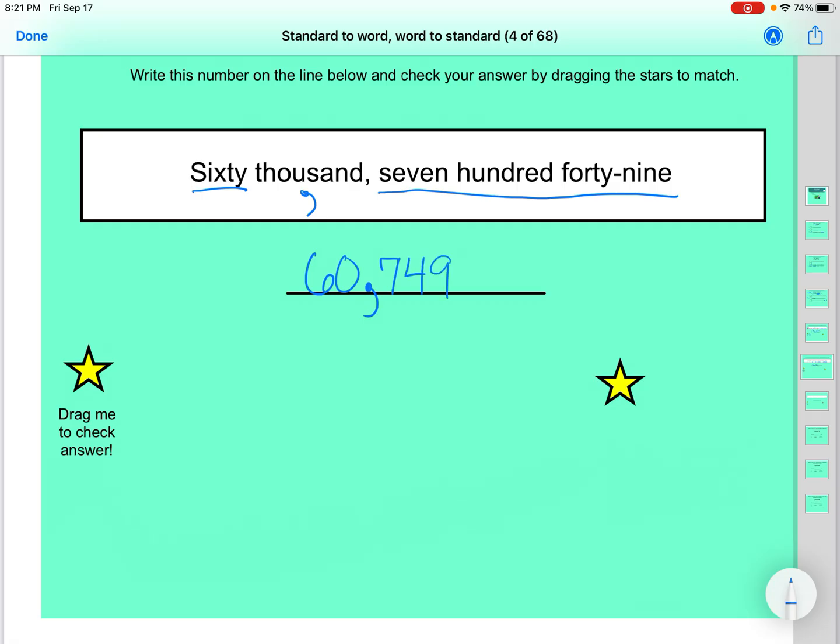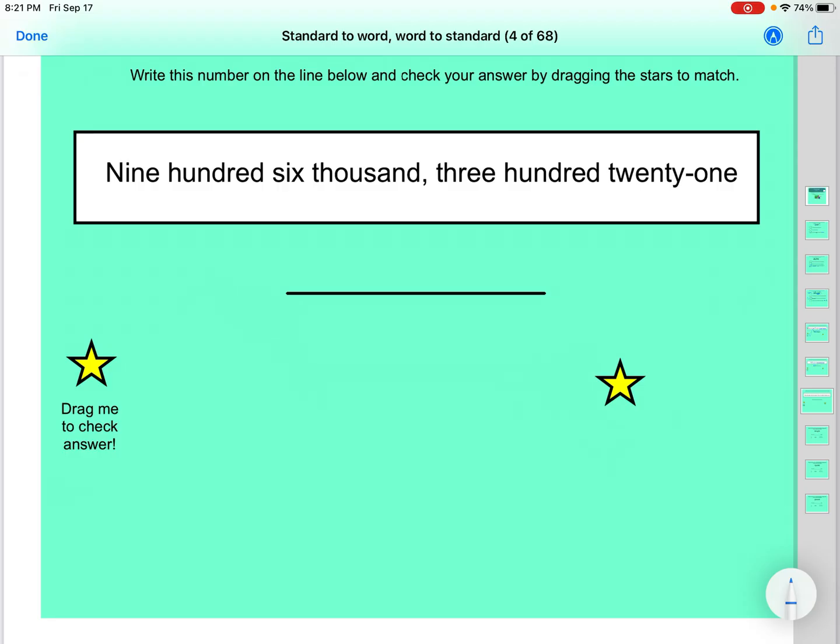All right, I'm checking back with my words to make sure it matches. 60, well, I've got a 60 right here in front, so I'm good to go. I've got my comma in for my 1,000. I've got 749 should be what should be in the back. So 7 in my hundreds place, 49. We're absolutely correct again, ladies and gentlemen.